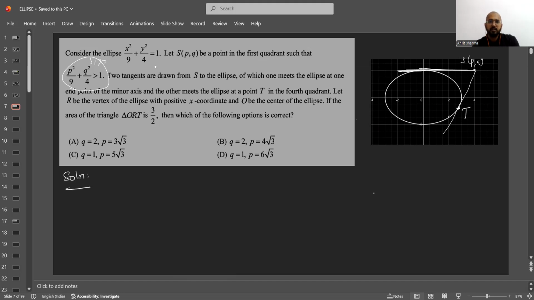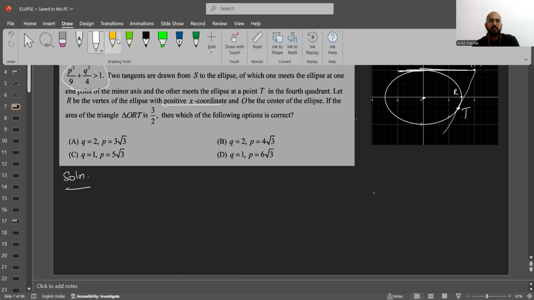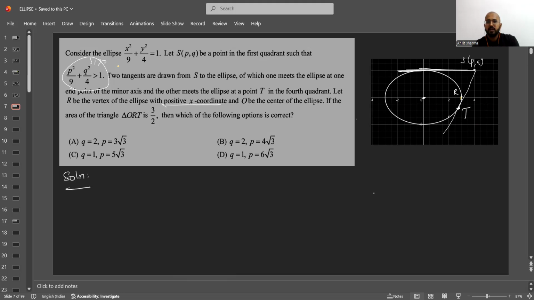Now what it says: let R be the vertex of the ellipse with positive x coordinate. So that means this is going to be my vertex R. And O be the center of the ellipse. So this is O here. And now what do we need? The area of the triangle ORT, that means I have to draw the ORT triangle. So I'll be drawing here. This is R and this is T here. So I'll connect it here. That means we want the area of this triangle.